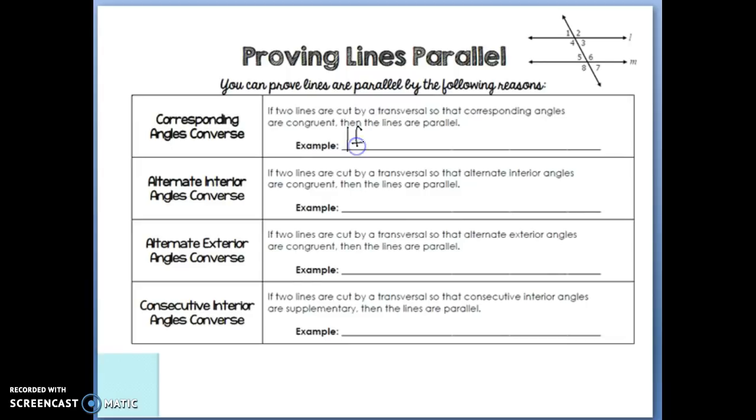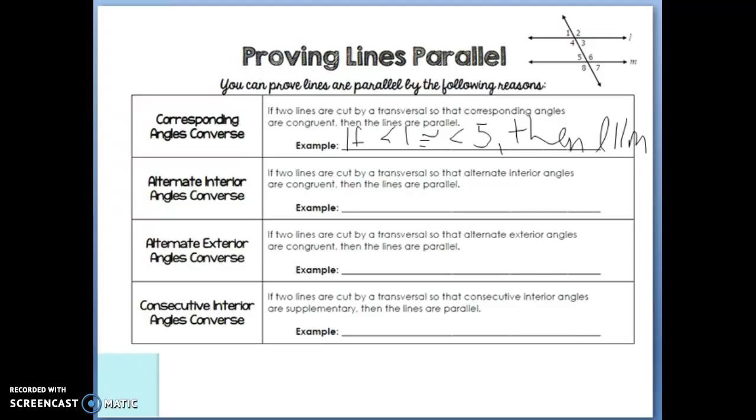if angle 1 is congruent to angle 5. Angle 1, I could slide on top right here of angle 5. Then L is parallel to M. Line L is parallel to line M, if angle 1 is congruent to angle 5. So, I could say those angles are congruent because I could slide those on top of each other.